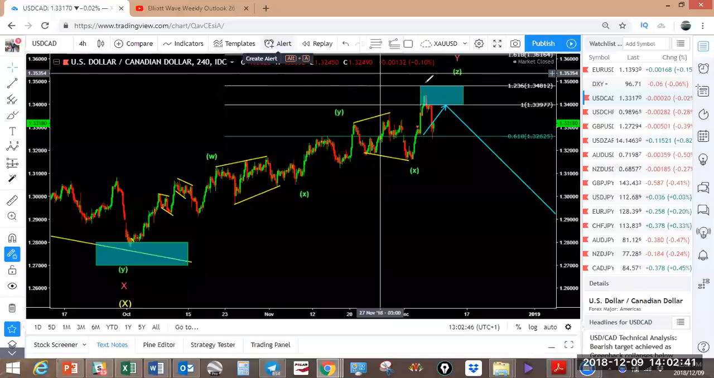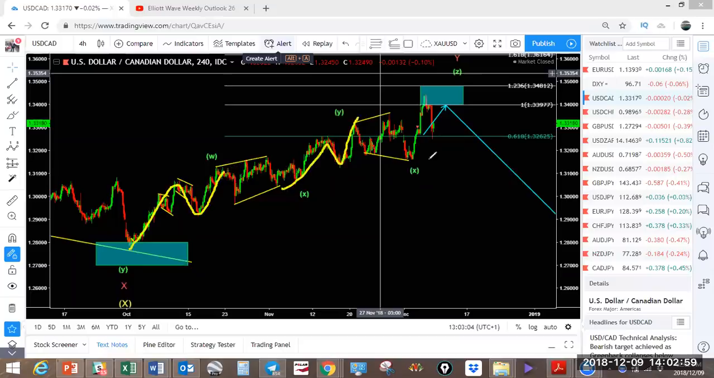So if you remember this blue box, I've had it on the screen since we started looking at this move to the upside. We've been looking for this to drop. Okay, so you've got here 1, 2, 3 waves up. Let me do it in yellow. You've got 1, 2, 3 waves up, correction. 1, 2, 3 waves up, correction.